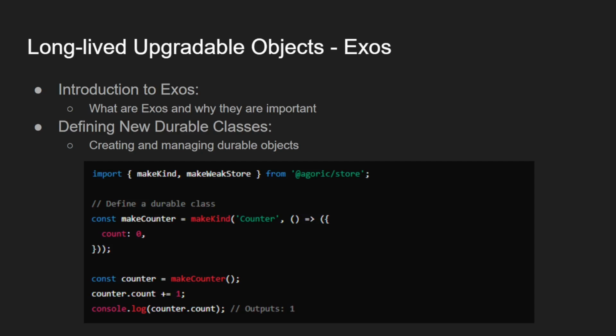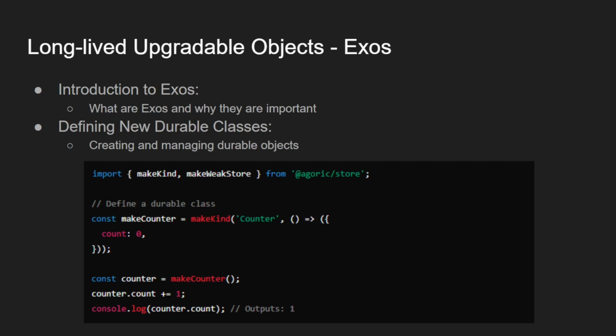To create an Exo, you define a durable class. Durable classes are similar to regular classes, but they include mechanisms for preserving state across upgrades. Let's look at how to define a durable class. Take a look at this example.